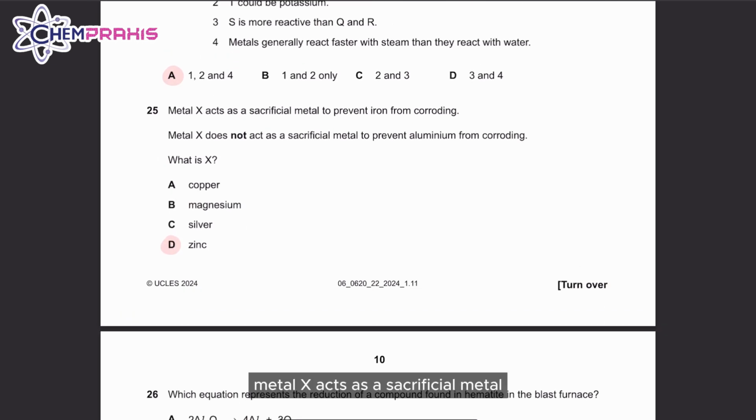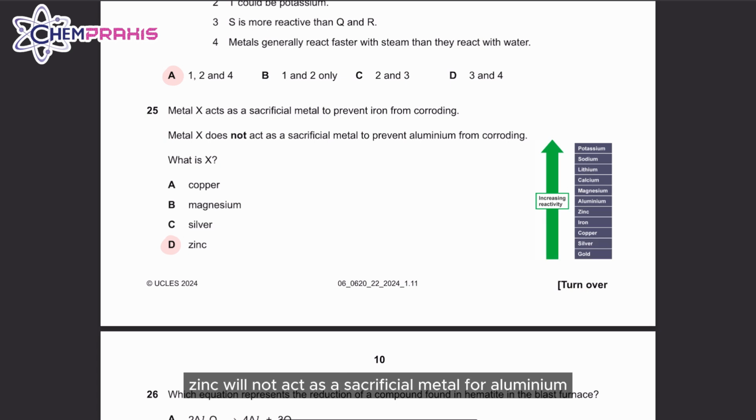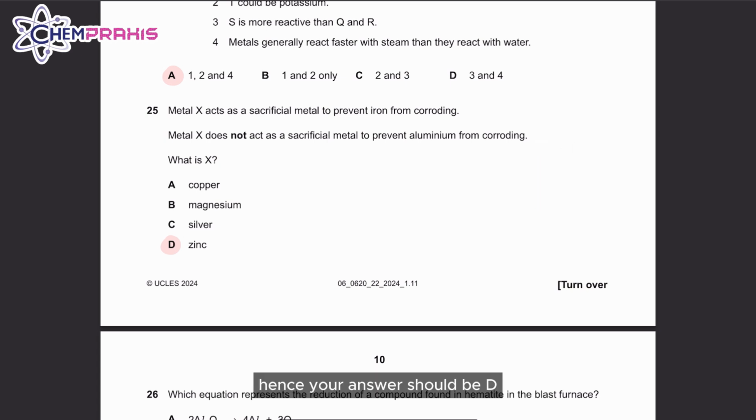Metal X acts as a sacrificial metal to prevent iron from corroding. Metal X does not act as a sacrificial metal to prevent aluminium from corroding. What is Metal X? Metal X is zinc, as zinc is used to galvanize iron, which prevents the iron from rusting. However, zinc will not act as a sacrificial metal for aluminium, as aluminium is much more reactive than zinc. Hence, your answer should be D.